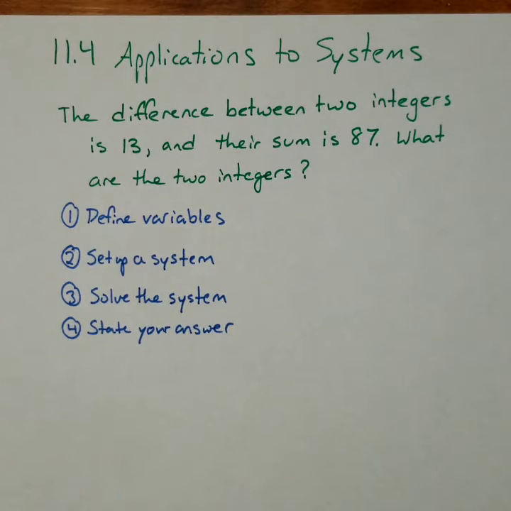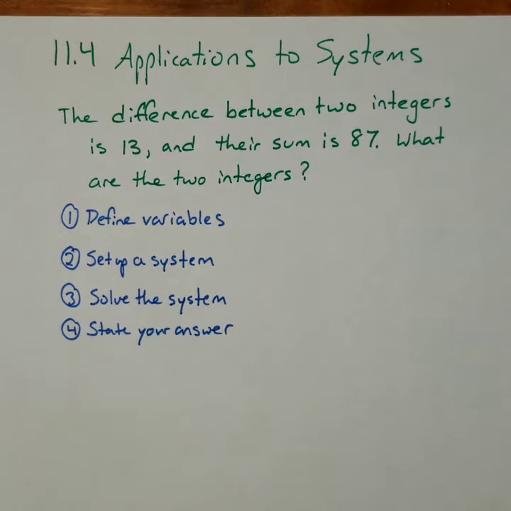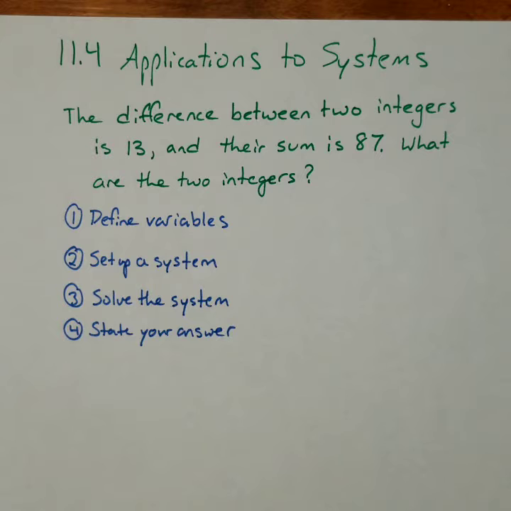So far in chapter 11, we've been dealing with systems of equations. Systems of equations are sets of two or more equations that we solve together, and we've seen that their intersection is the solution to the system, so the intersection of the lines. We've seen situations where there's one intersection or no intersections or an infinite number of intersections.